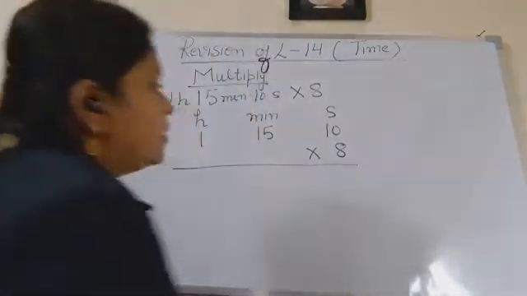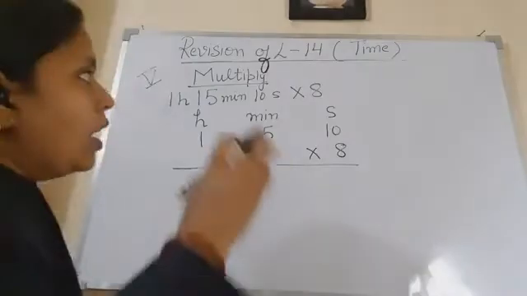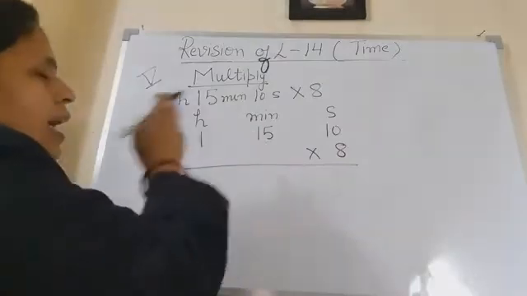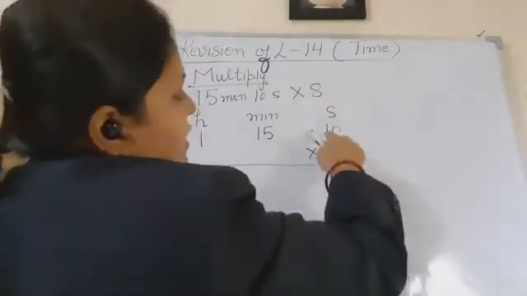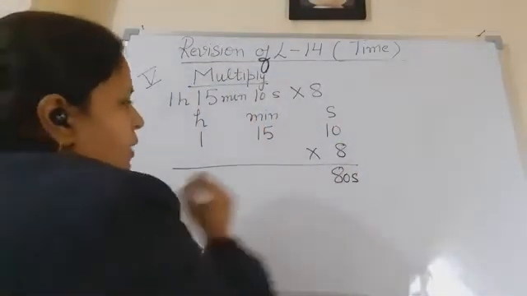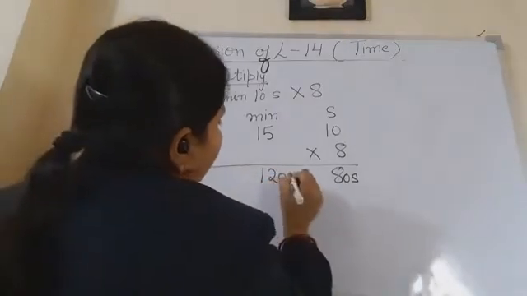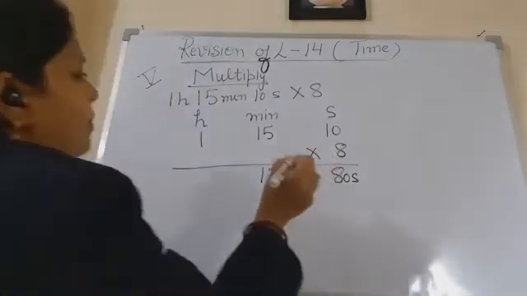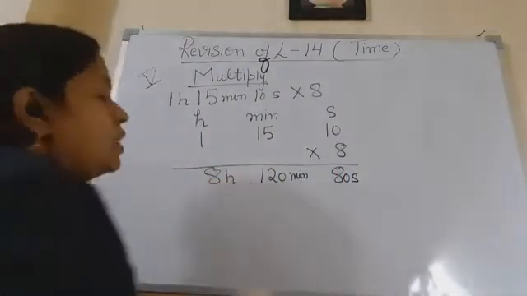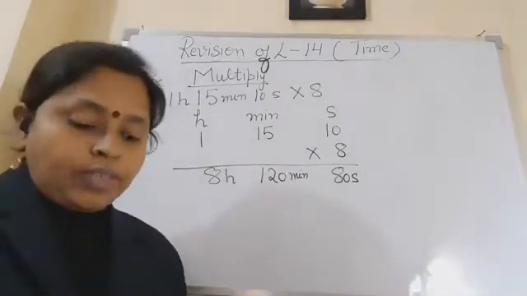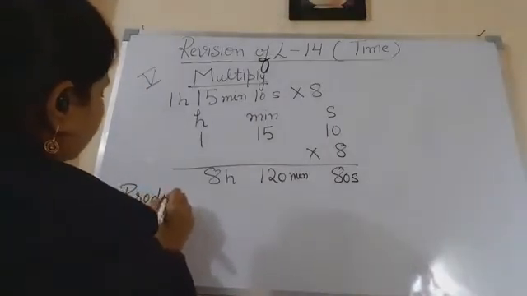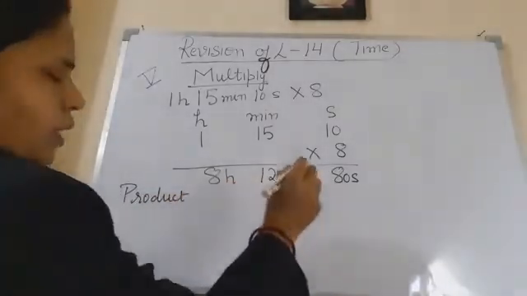Children, the first thing is that we will multiply the different units of time separately. That is, we will multiply the seconds separately, minutes separately, and hours separately. So when we multiply 10 seconds by 8, what do we get? We get 80 seconds. When we multiply 15 minutes by 8, what do we get? We get 120 minutes, right? And when we multiply 1 hour by 8, we get 8 hours. Now children, what are we supposed to do? We will do the regrouping. So our product is 8 hour 120 minutes 80 seconds.